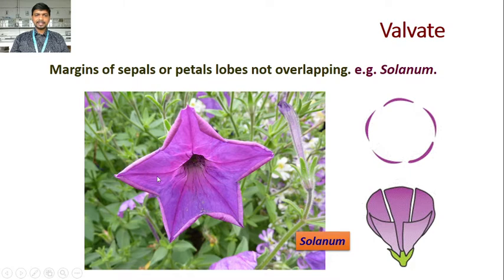All these petals are at the same position, there is no overlapping, so such type of estivation is a valvate estivation. These are the margins of the petal. Here is the margin of this petal. All these 5 petals are arranged at the same position without any overlapping. Diagrammatically we can also see such type of estivation. In this diagram the petals are free, where the margins of the sepals or petals are not overlapping. This is valvate estivation.